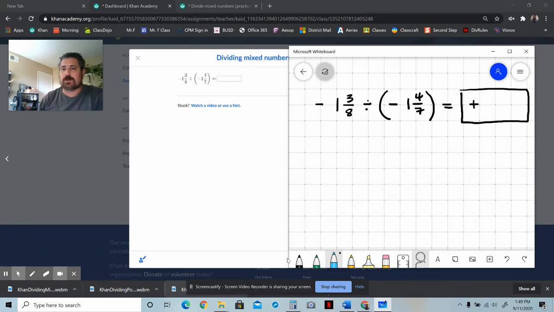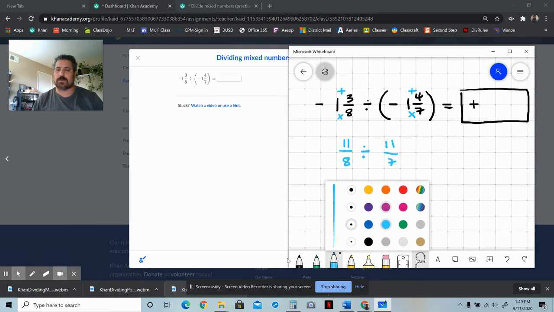Now we're going to change our mixed numbers into improper fractions. So 1 times 8 plus 3, that's going to be 8 plus 3, which is 11. So that'll be 11/8. We're dividing that by 1 times 7 plus 4, that's 7 plus 4, which is 11. So that's 11/7. Okay? Now we're going to change our division into multiplication.